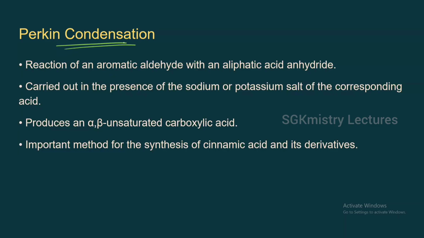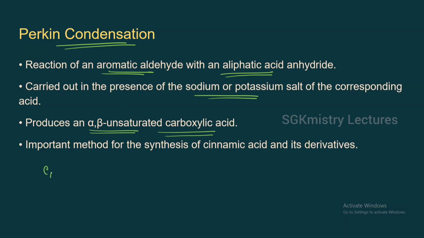So this is the reaction of the aromatic aldehyde with an aliphatic acid anhydride. So these are the two reactants that we need to consider. And here, the presence of the sodium or potassium salt of the acid is required. So mainly, the reaction between the aromatic aldehyde and the aliphatic acid anhydride takes place, and the sodium or potassium salt of the corresponding acid has to be taken so as to produce the alpha beta unsaturated carboxylic acid as the product. So this is also an important method for the synthesis of cinnamic acid and its derivatives.